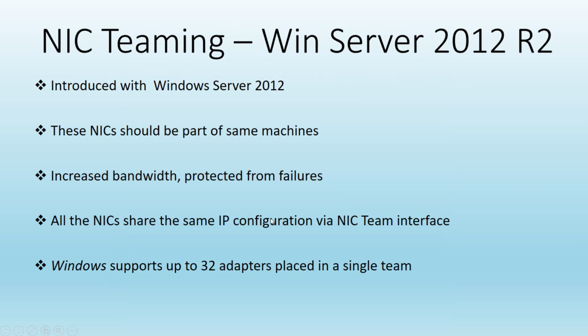NIC Teaming helps you to increase the bandwidth, but it will not increase the total speed of your connection. Say if you have four NICs, you can combine them into 4 gig bandwidth, but you are not going to increase the total speed of your link to 4 gig. This is like you are adding lanes to a highway. When you add an additional lane to a highway, you are not actually increasing the highway speed from 70 to 140 or more than that. As simple as that.